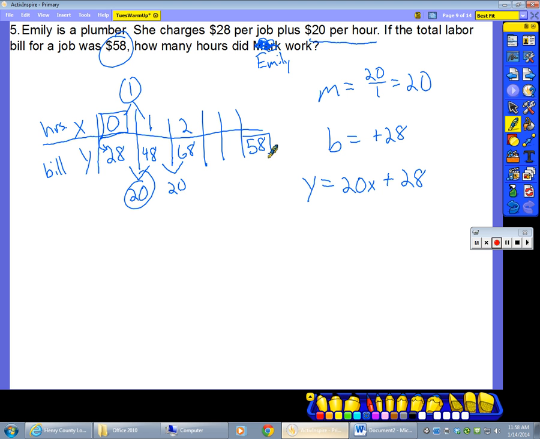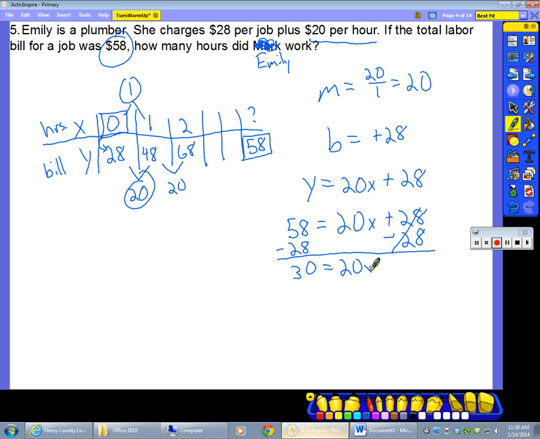I am going to substitute in because I want to know when the bill equals $58. How many hours were worked? So I'm going to sub in 58 for y. So we have 58 equals 20x plus 28. Subtract 28 from both sides. 8 minus 8 is 0. 5 minus 2 is 3. Alright, so we have 30 equals 20x.